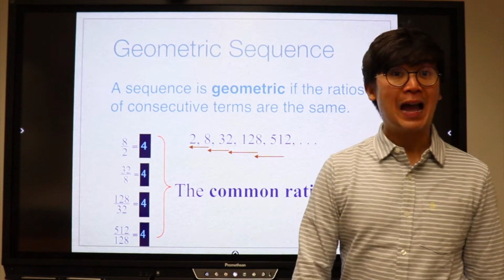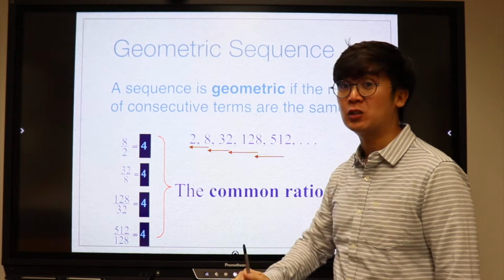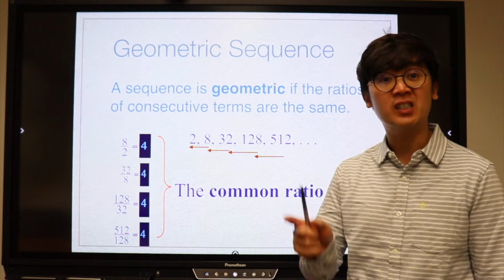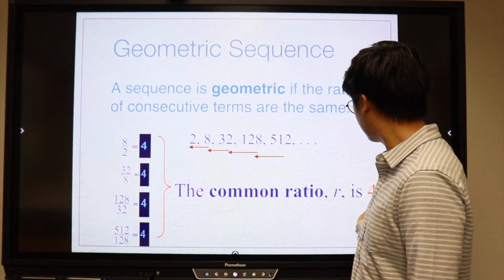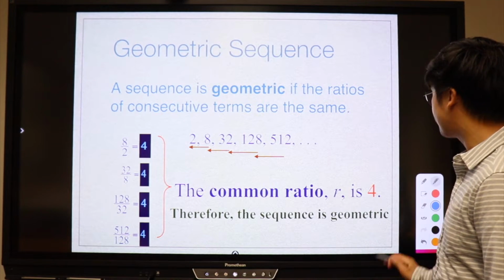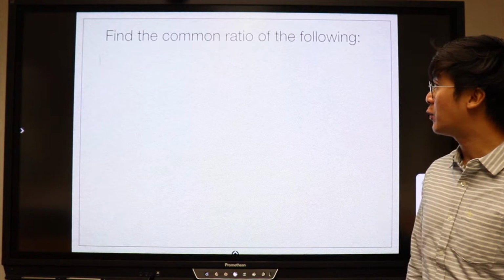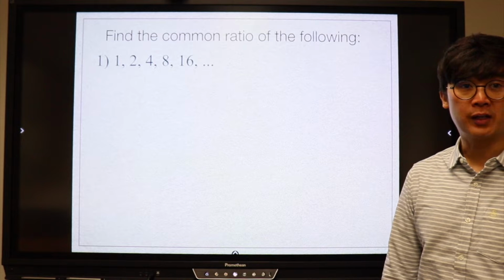Because obviously it's not an arithmetic sequence, because if you subtract 8 and 2, 32 and 8, 128 and 32, they're not going to be the same. Because it's not an arithmetic sequence, but a geometric sequence. So now that you know how to spot a sequence if it's geometric, can you please tell me if this sequence is geometric?